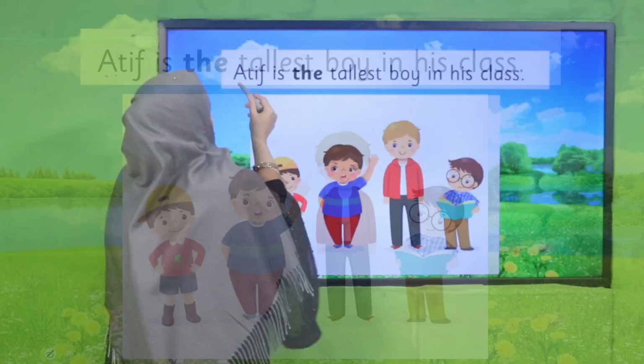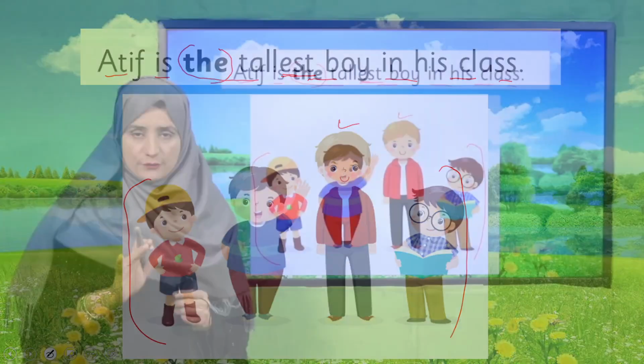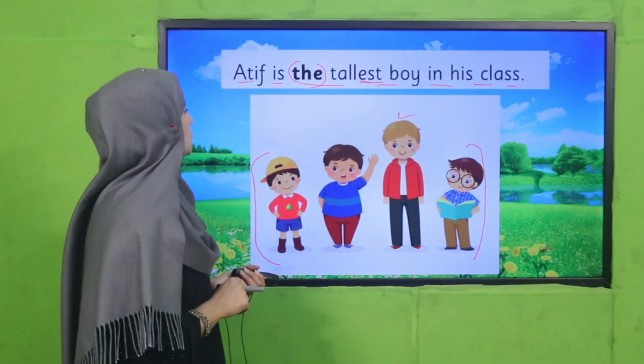Next is: Atif is the tallest boy in his class. Now you can see how many students are there. Oh yeah, 1, 2, 3 and 4. And who will be Atif? What do you guess? Yes, you're right. He is Atif. Okay. Now what they said is that Atif is the tallest boy in his class. So now you can also judge here, we have added est and it is a superlative. Have you got it, my dear students? So let's see what is next.